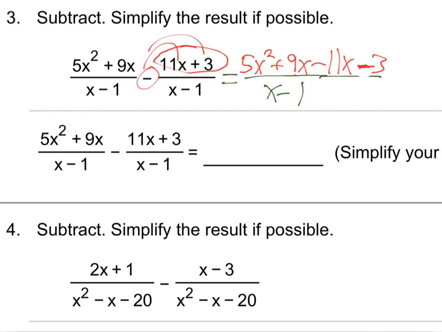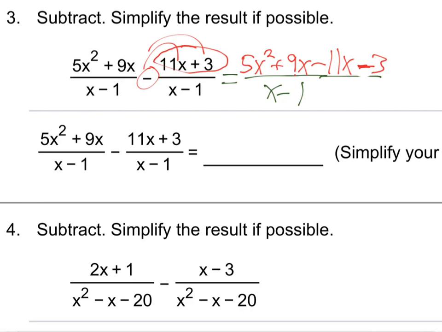Y'all see that? You can't just put that minus on the front one and not let it hit the back one. You're subtracting the whole 11x plus 3, right? The whole fraction on the right. Not just the front part. So now it's good. Take it from there now.